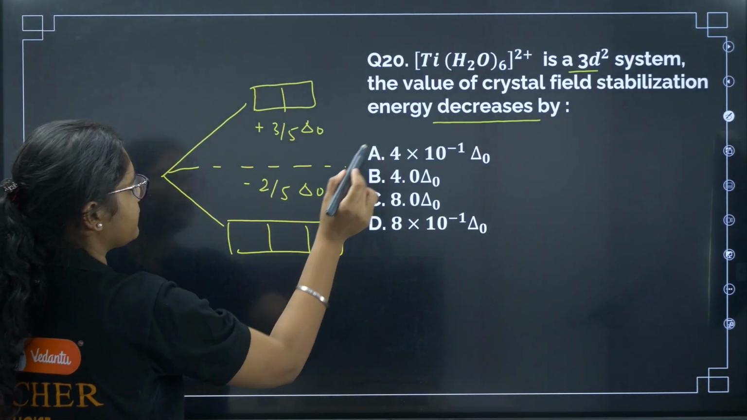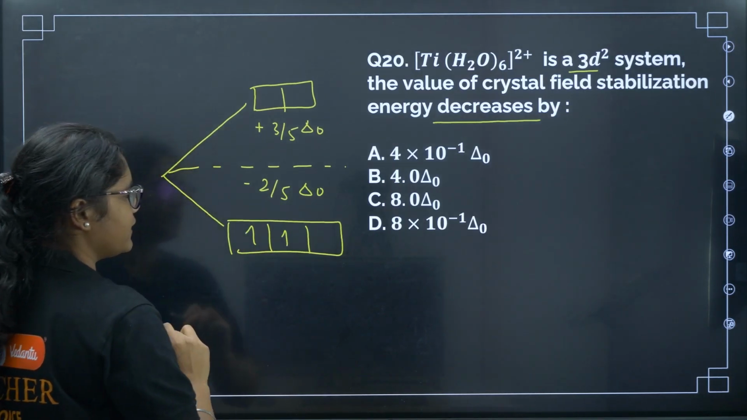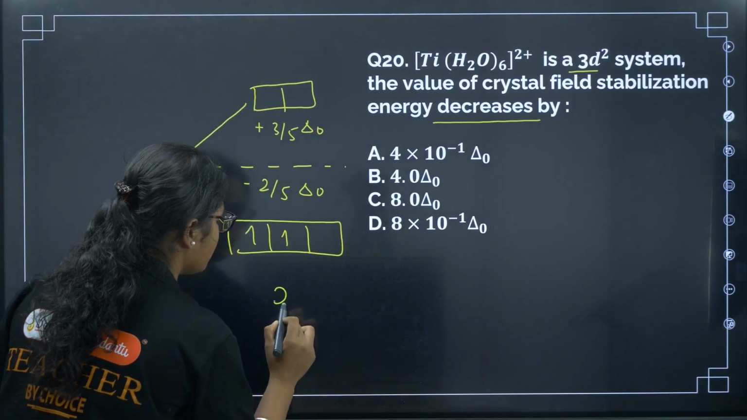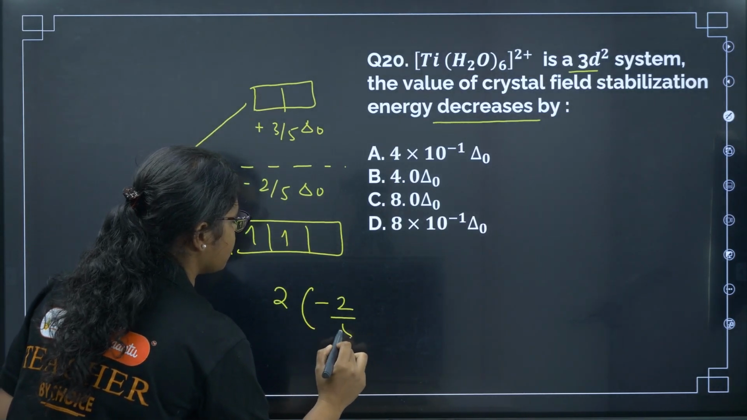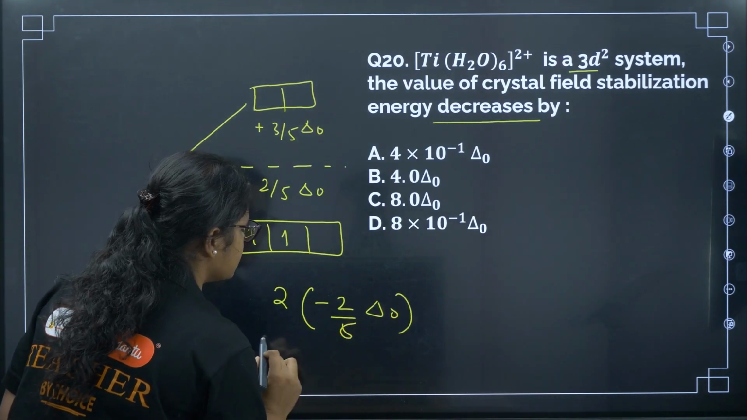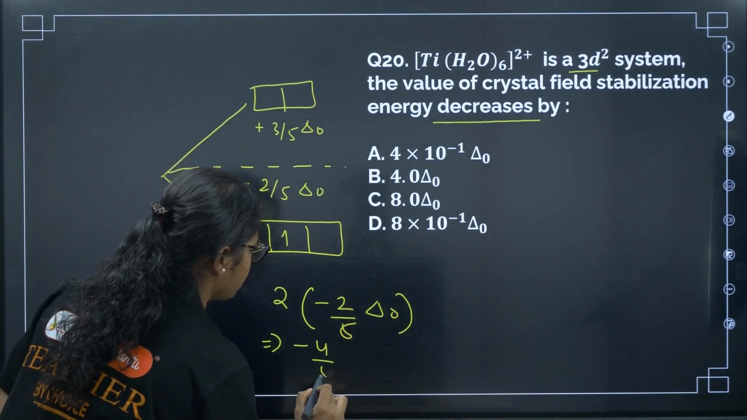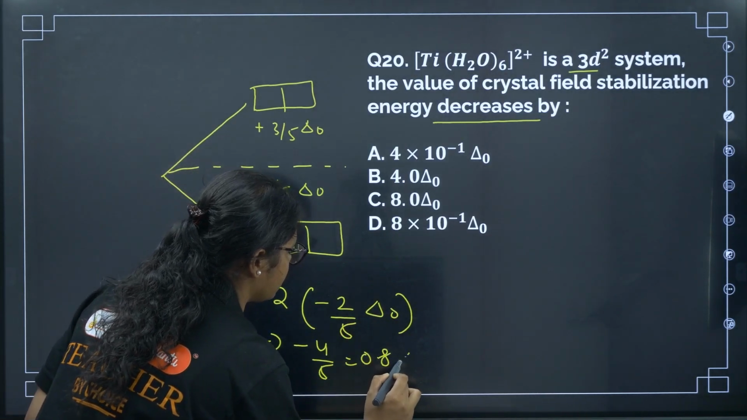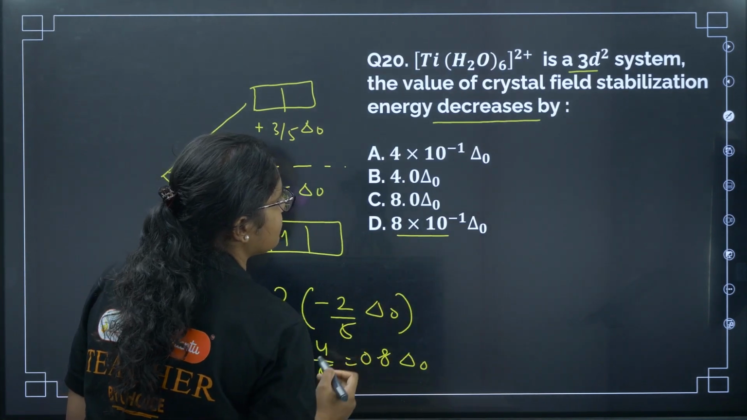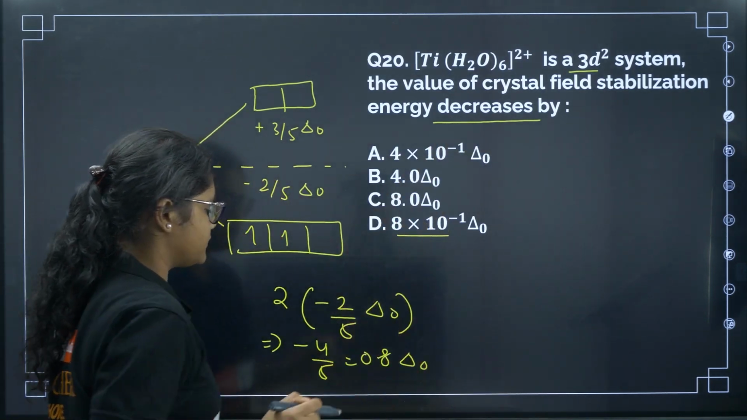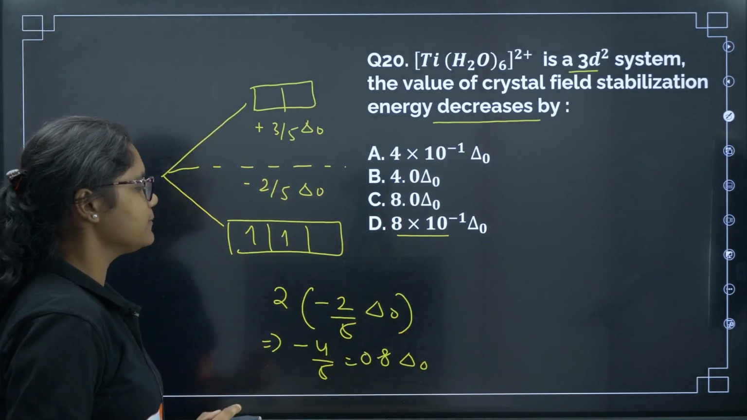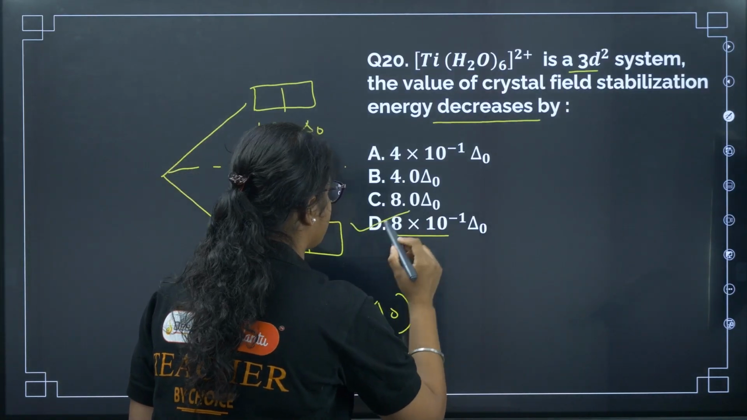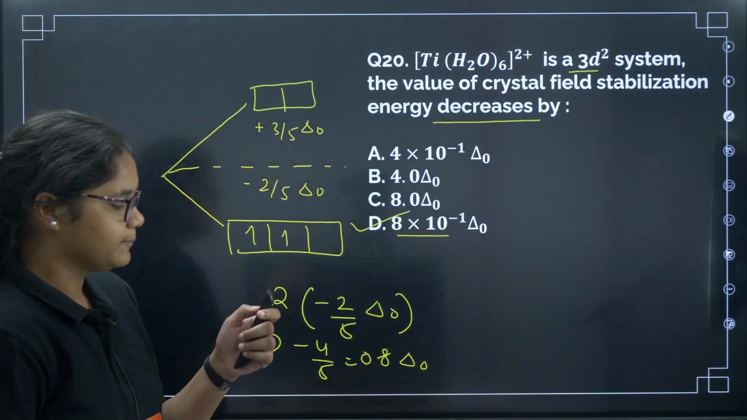Now you have 3d2, so 2 electrons are there, so we will fill these 2 into the minus 2 by 5 Δo level, right? So that is minus 4 by 5, or I can write 0.8 Δo. So that is 0.8 decrease, as it is given, so that is why minus is not given in the answer. So 0.8, the correct answer will be option number D.